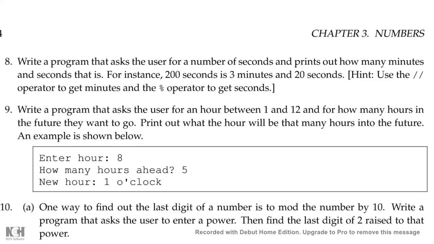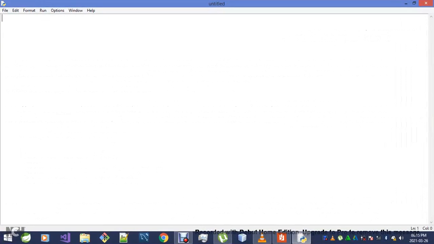Okay, an example. Luckily, it's given to us. If you enter 8, how many hours ahead? 5. So it's gonna be 1 o'clock, the new time. Okay, that makes even more sense. You see, people who give programmers exercises, it's like they know. We learn better by examples.